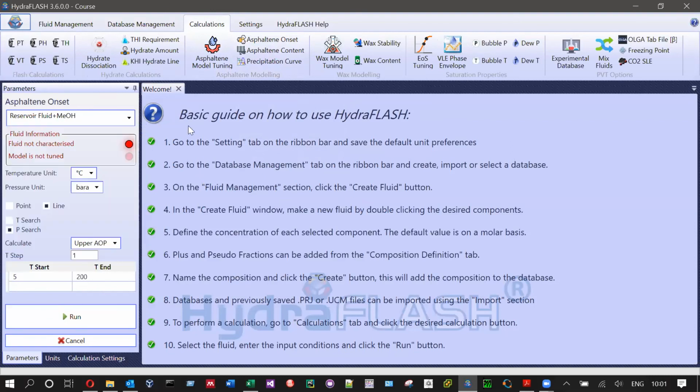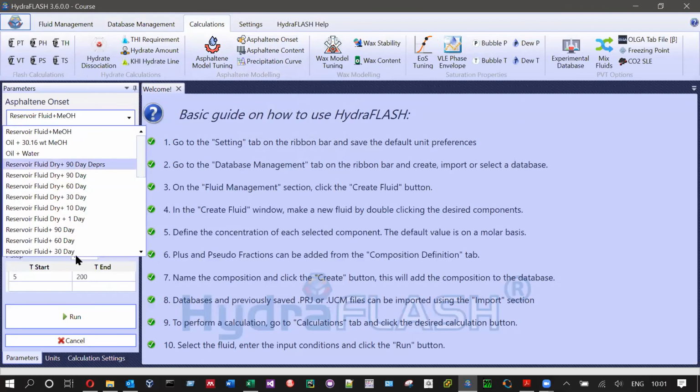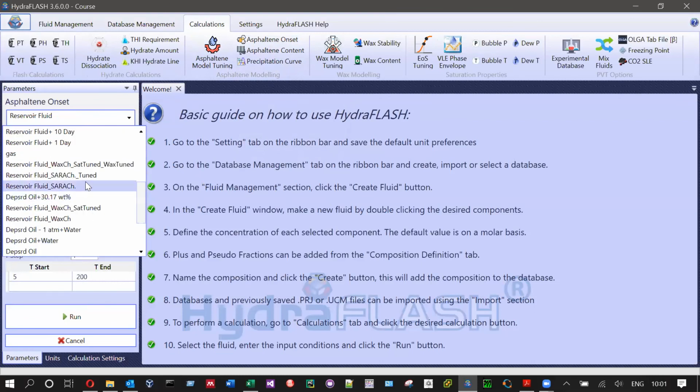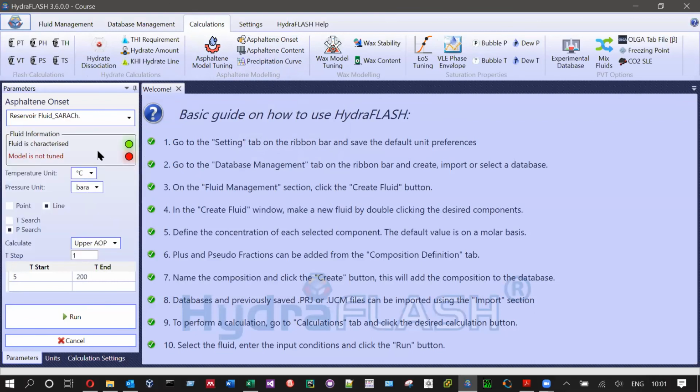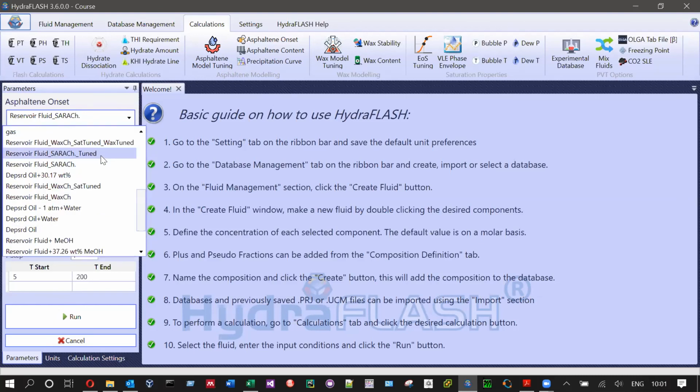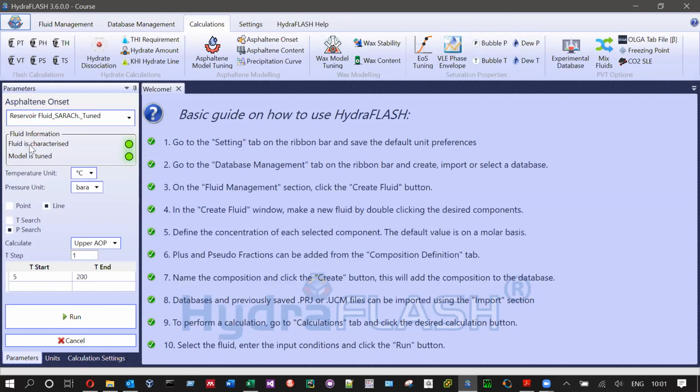As you can see here, if you go to the calculation tab and asphaltene onset, it gives you, if you choose, for example, this fluid, it tells me that the fluid is not characterized. So it doesn't let me start any calculation. And if I choose this one, it says that, okay, the fluid is characterized, I can perform calculations, but the model is not tuned. So the predictions will not be reliable. So what I need to do is just select the tuned one. When the fluid is characterized and also tuned, it gives me two green lights.